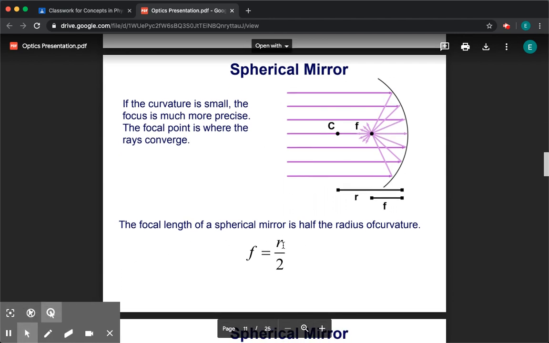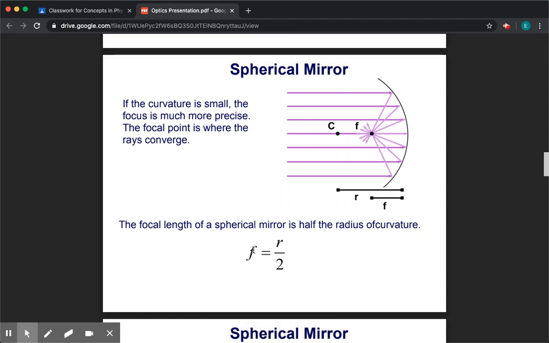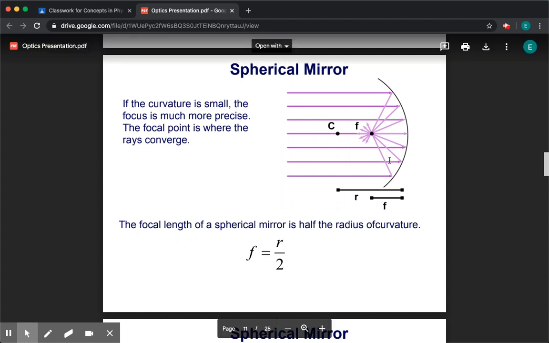If you wanted to calculate what the focal point was, like if you didn't know where it would be, and you know what the radius of the sphere is, the radius would just be from the wall to the center. That's why they have it labeled here as R. If you know the radius, then the focal point is going to be half of it. That's how you find the focal point for a mirror.